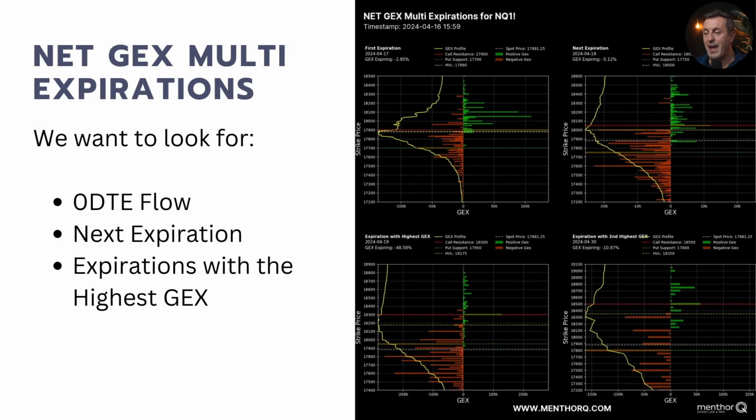Then we want to look at the net GEX multi-expiration chart. Here we can plot up to 4 expiration dates in the future. We want to look for 0 DTE flow, next expiration, and expiration with the highest GEX. This chart is key to help us understand market sentiment and exposure.